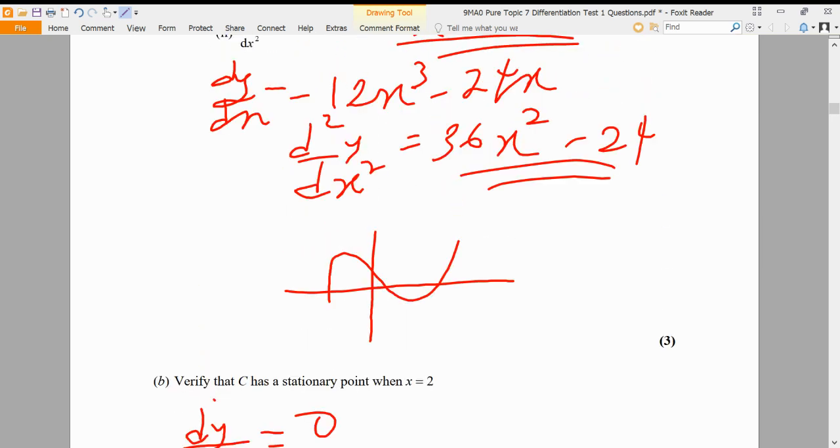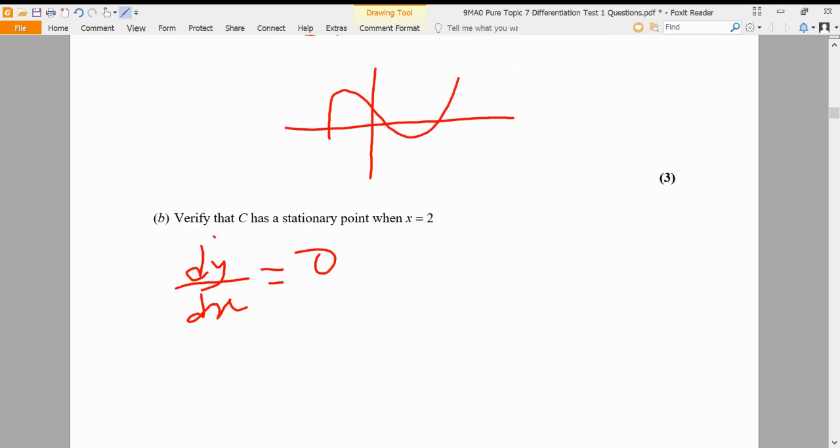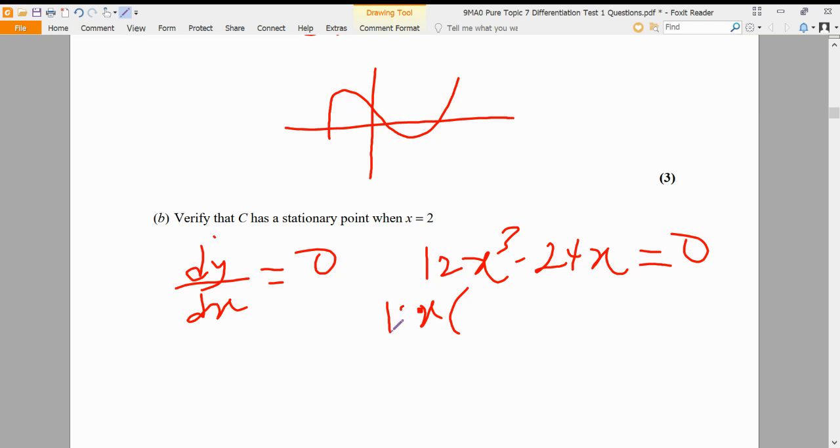So, what's our dy/dx? Our dy/dx, initially we got 12x raised to power 3 minus 24x. So that will be 12x raised to power 3 minus 24x is equal to 0. Okay, now do not make the mistake by moving minus 24x to the other side. So what you do first is factorize. You say x is common, but look at it very well. It's not just x that is common. 12 is also a common factor. So you say 12x is a common factor.